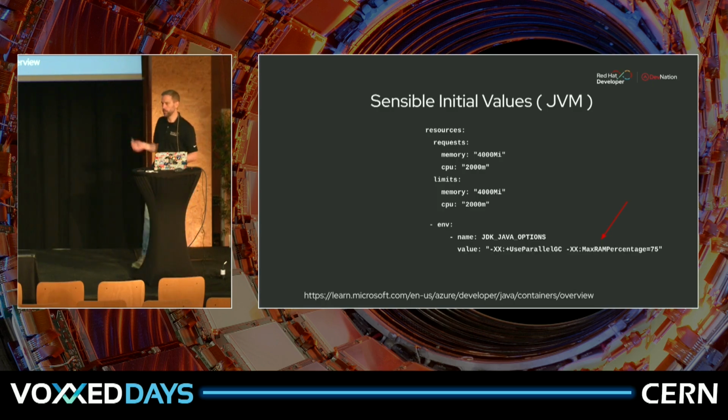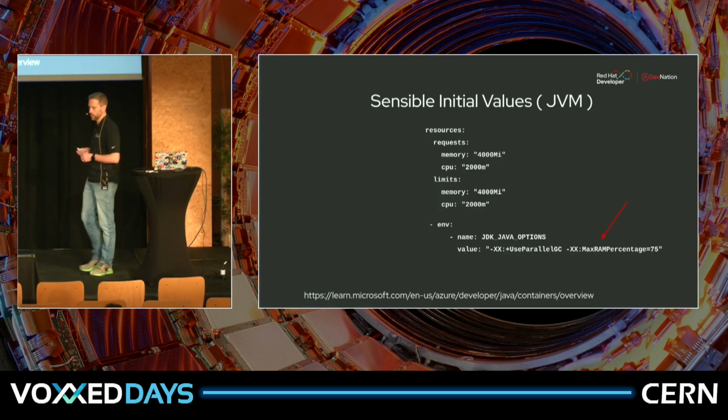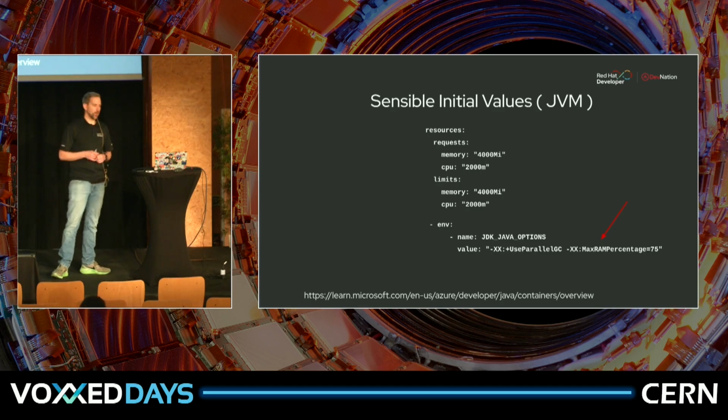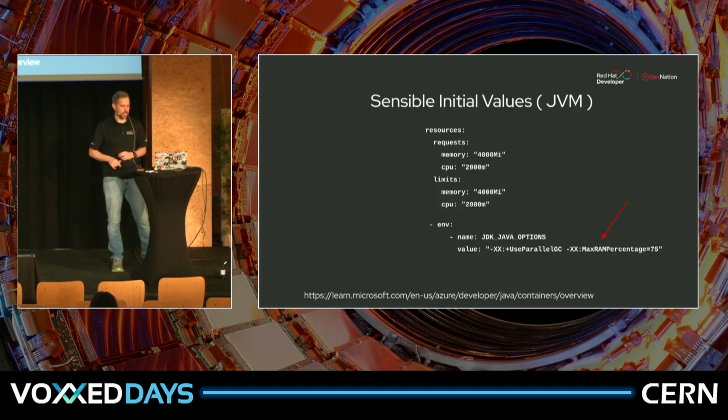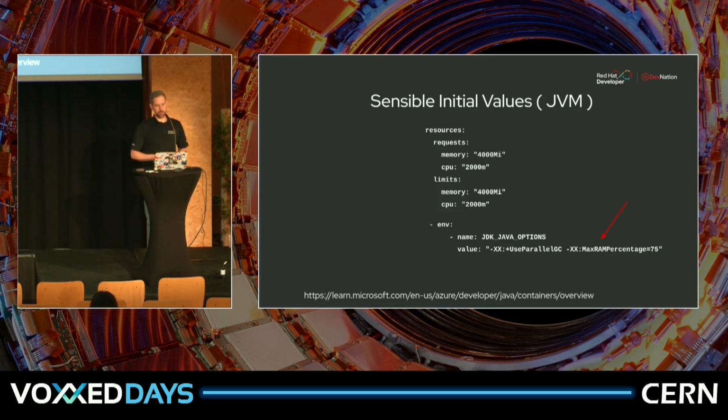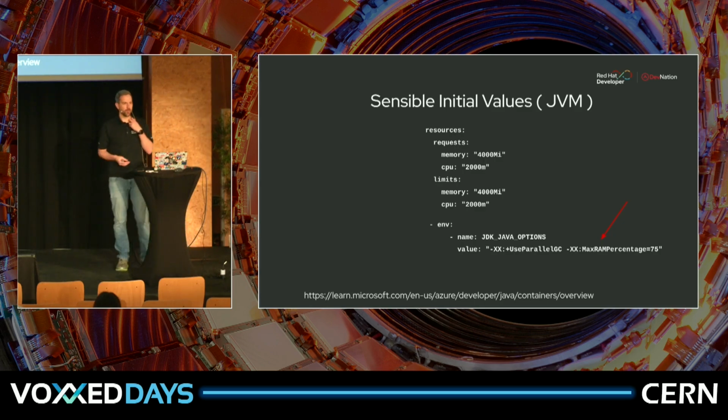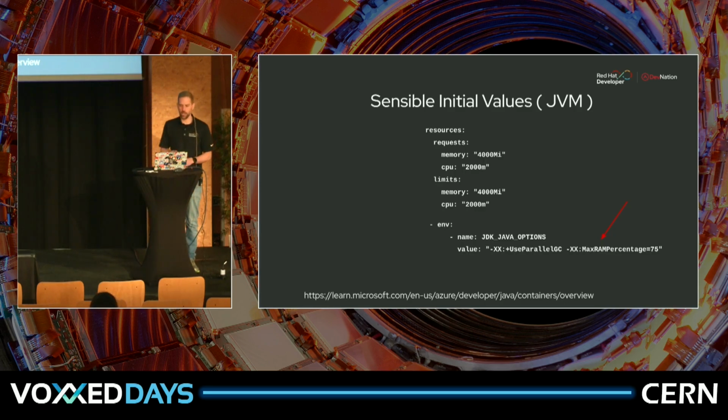So this is how you can set your application when you deploy it. You can set the environment variables, again, in your YAML. You can set the JDK Java options, and you can set, for example, that I want to use parallel GC, and I want to use maximum RAM percentage 75% to make sure that we don't use too much RAM, because again, there's a little bit of overhead in your pod for other things. That way the JVM will know I can only use 75% of the allocated memory for the application.